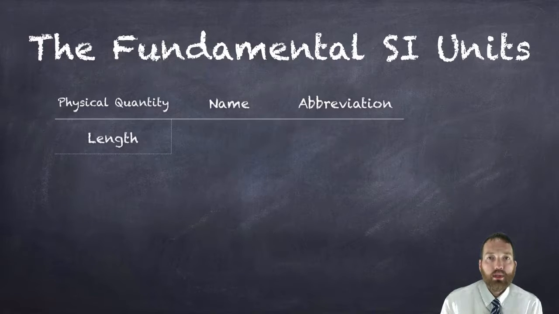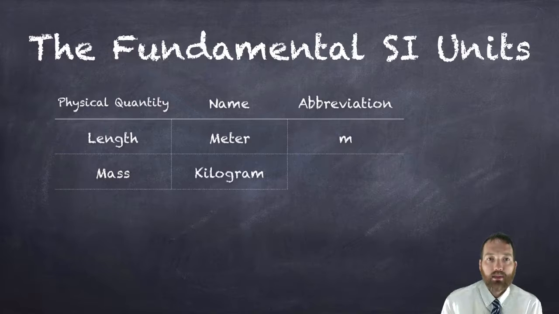So our first unit of the SI system measures length, and it is called the meter, and we abbreviate it with a lowercase m. Next we have mass. The base unit for mass is the kilogram, even though we probably more commonly use the gram. The abbreviation for that is kg.